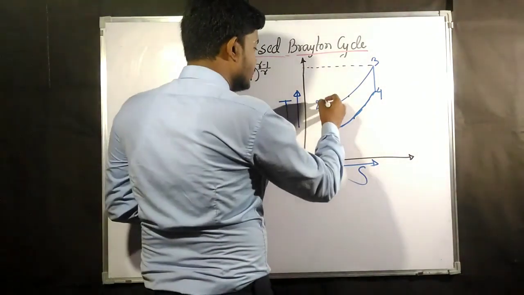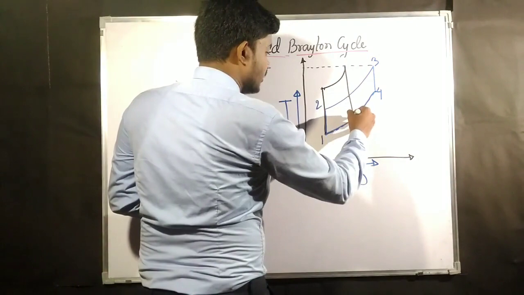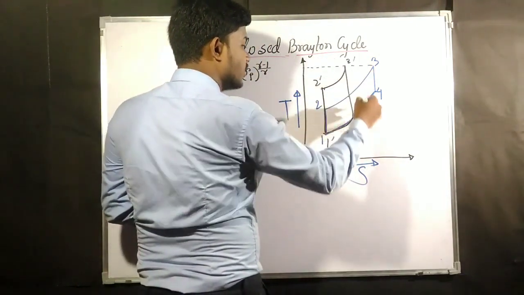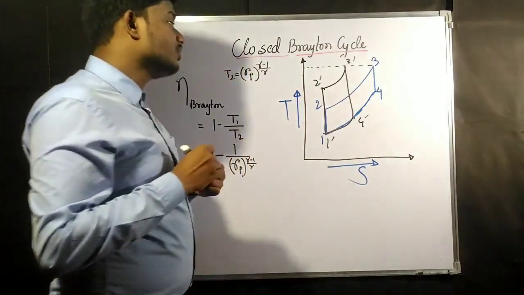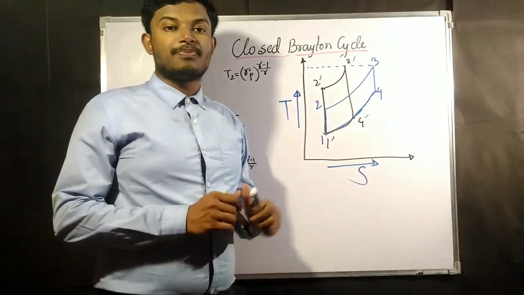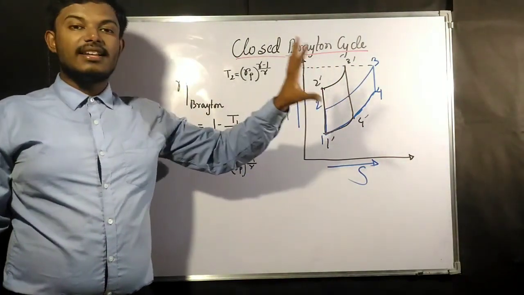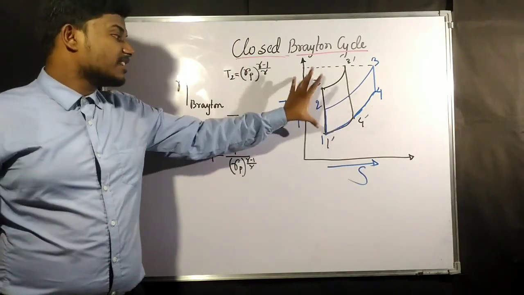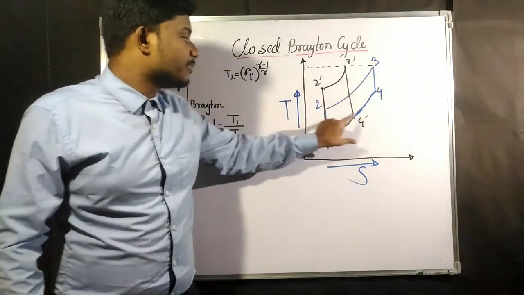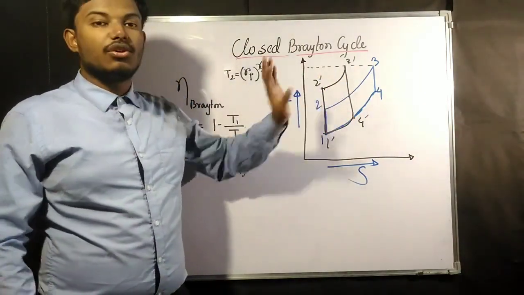By keeping this you can go with a cycle like this also. This can also be a cycle. You can name this 1 dash, 2 dash, 3 dash, 4 dash. But we must remember that the highest temperature must be fixed. So keep remembering this as we design our Brayton cycle and choose the pressure ratio. For the blue cycle the pressure ratio is going to be smaller, for the black cycle the pressure ratio is going to be high.